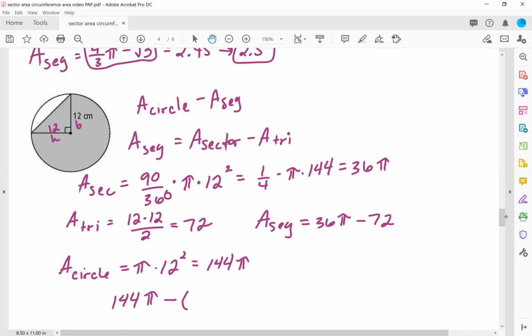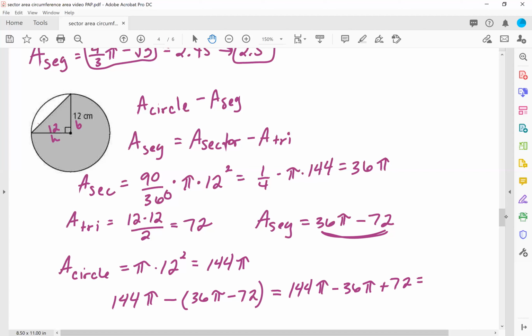minus, and then now we have to do the area of the segment. Remember, the area of the segment is this whole thing right here. I'm going to put it in parentheses. 36 pi minus 72. Okay, now I'm going to multiply this negative sign into here. So I have 144 pi minus 36 pi. And then a negative times a negative, that's plus 72.